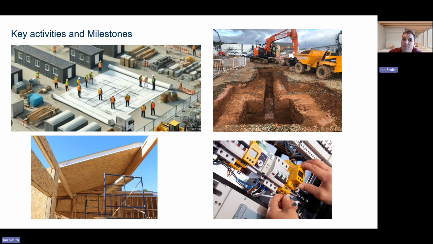The final reportable activity is commissioning and project handover. This stage includes testing mechanical systems, completing final inspections and ensuring that the building meets regulatory and client requirements. Successful completion of this stage marks the end of the construction program and the handover to the client.